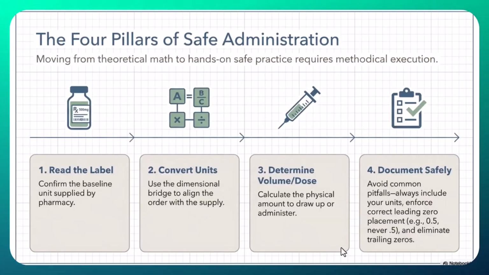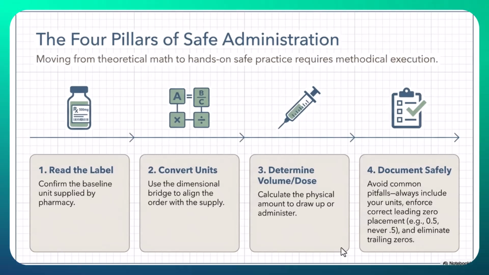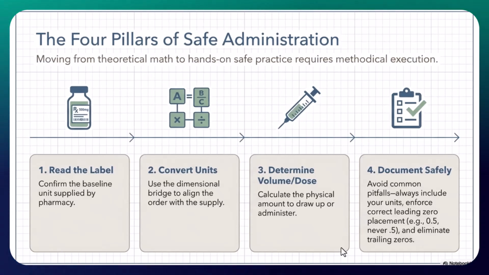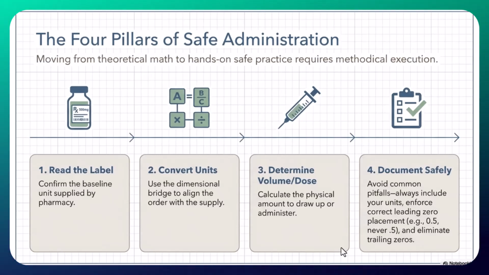And just to go over the 4 pillars, moving from theoretical math to hands-on safe practice requires methodological execution. I knew I was going to mess that up. Read the label. Confirm the baseline unit supplied by the pharmacy. Convert units. Use the dimensional bridge to align the order with what you have in supply. Determine volume dose. Calculate the physical amount to draw up or administer. Document safely what you just did. What did you draw up? How did you get what you got? And what did you actually give to the patient?